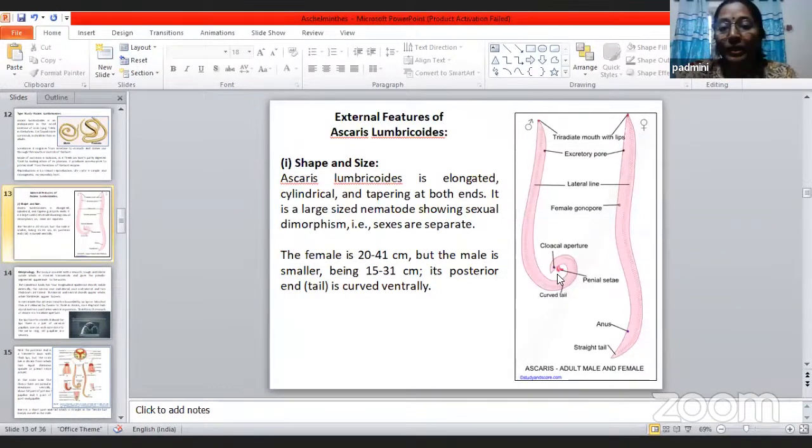And then at the cloacal aperture, you have penial setae, sensory organs found only in the males and not in the female roundworm. So that is another difference. And the females are longer than the males. If the female is anywhere between 20 to 41 centimeters, a male is only about 15 to 31 centimeters, and the posterior tail is curved. So those are the external features, how you differentiate a male and a female. And please don't forget about the lateral line, the ventral and the dorsal line.